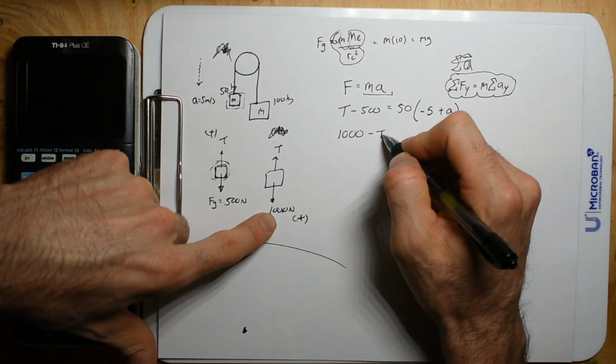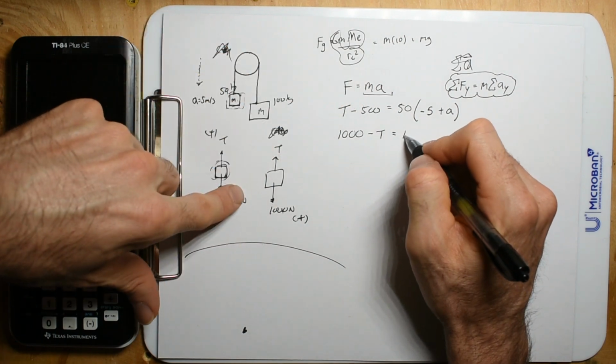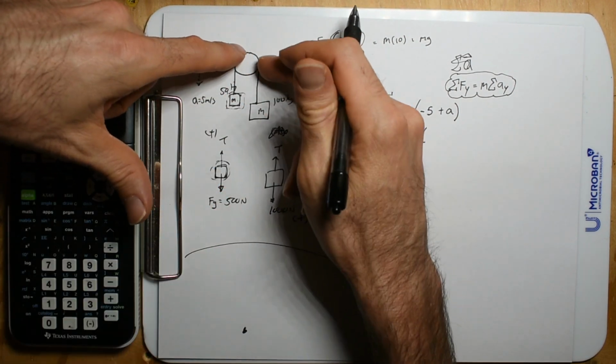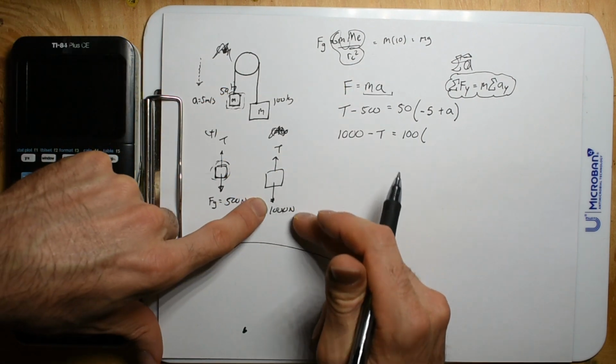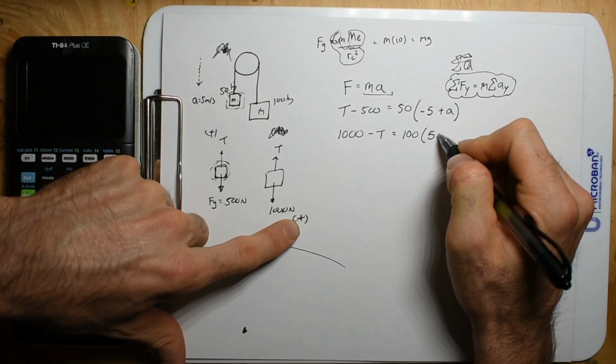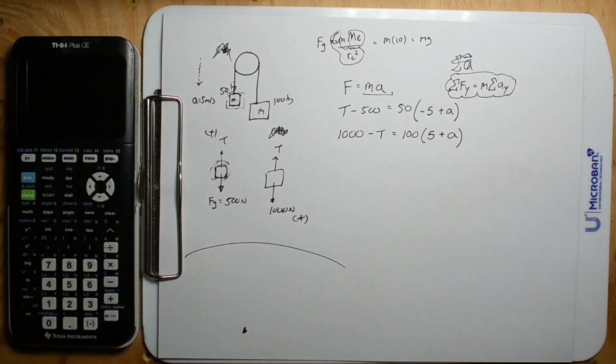Okay, so we have this 1,000 minus T, and this is going to equal our mass. F equals ma, 100. And then this whole thing is going 5 meters per second, and that is in the positive direction. So this one is positive 5 plus the acceleration. So there it is. So that's from the technical perspective.